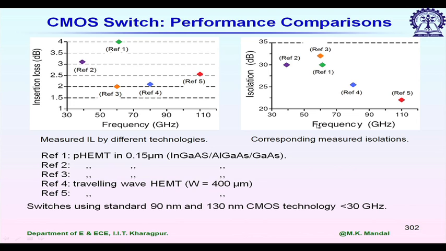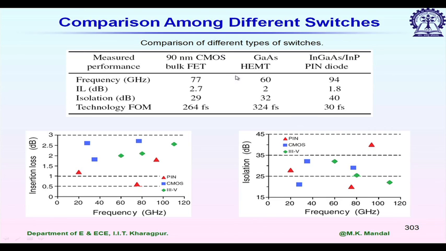Typically, switches using standard 90 nanometer or 130 nanometer CMOS technology, we use below 30 gigahertz because of their very high figure of merit values. Now, we know different technologies. We have FET switches, HEMT switches, PIN diode switches. So, let us compare their performances.